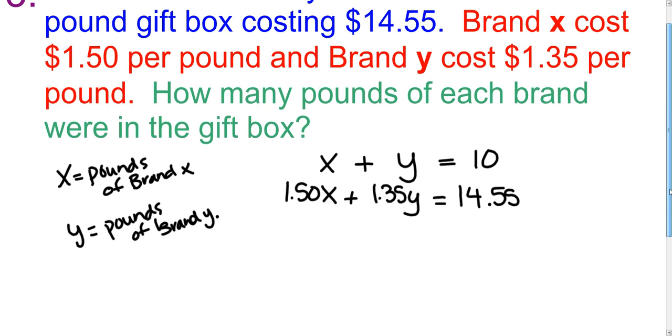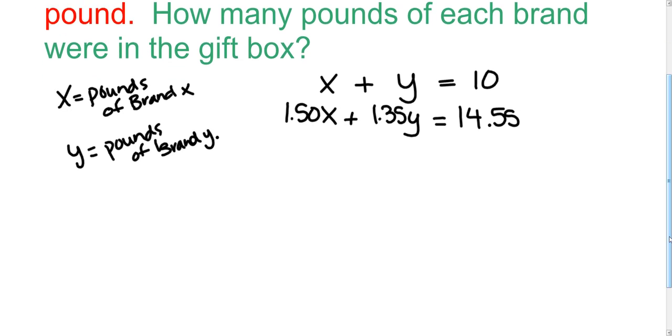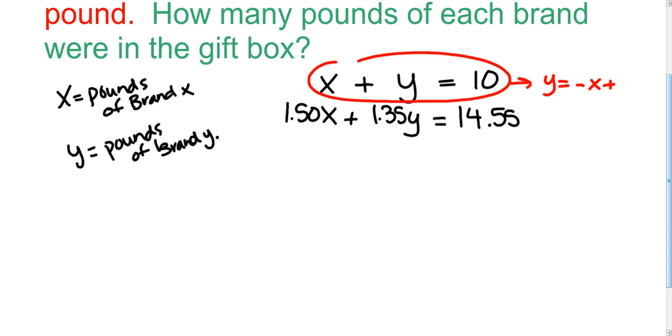You can choose to solve this however you want. I think most people will probably, well, you could do elimination and that would be no problem. I'm guessing that a lot of people will do substitution. And so I'm just going to take this equation right here and get it solved for Y. So that equation, if I move the X to the other side, would turn into Y equals negative X plus 10. Okay, so now I'm going to take that.